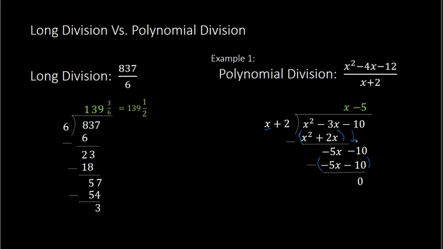So this answer would be x minus 5 with no remainder. If there were a remainder, we would write this number and put it over the x plus 2. So let's say the remainder were a 2, we would write a 2 over x plus 2 at the end of my answer.